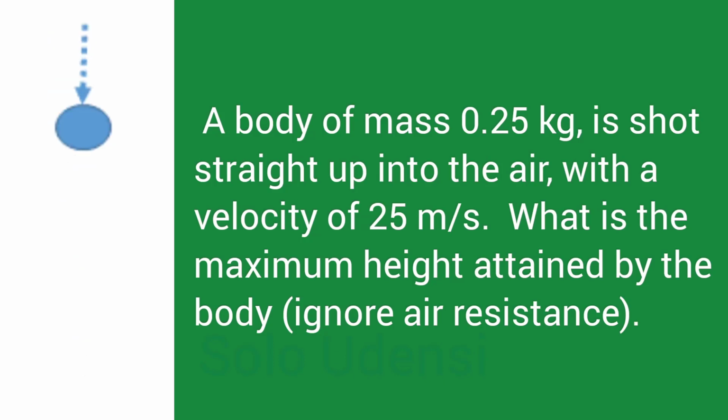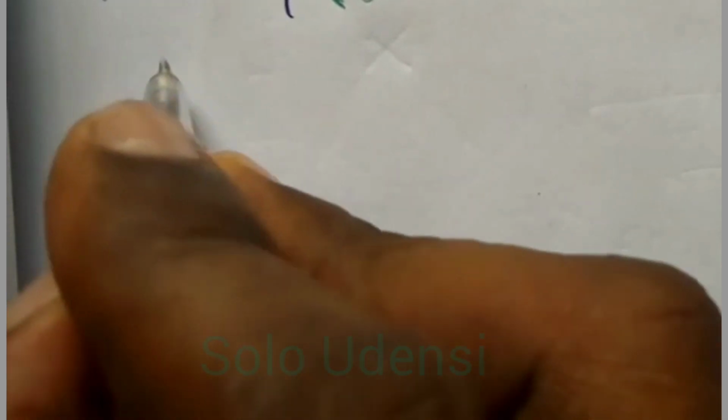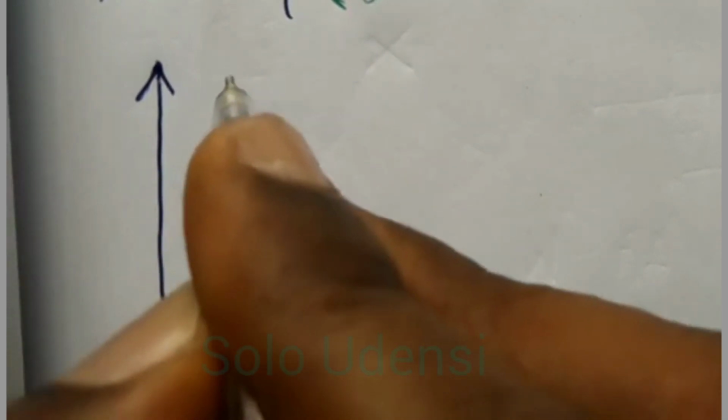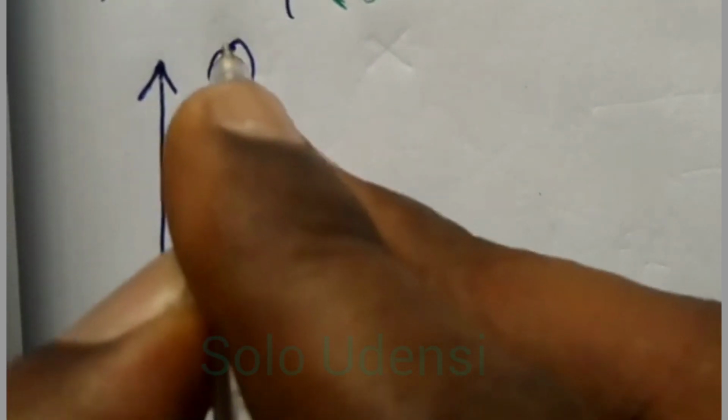A body of mass 0.25 kg is shot straight up into the air with a velocity of 25 meters per second. What is the maximum height attained by the body? So what we are going to do first is to show that it is shot up in the air. The body was initially here, the height y1 is 0, while the initial velocity is 25 meters per second. So at a later time it is here.